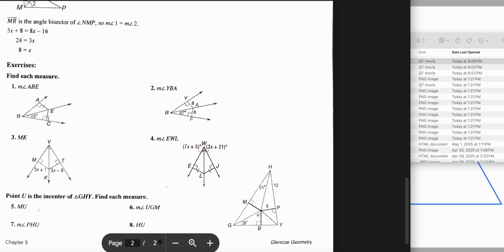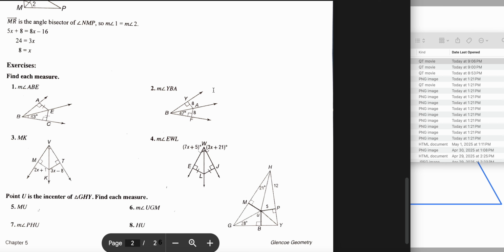Okay, so for number one, we kind of went over it in the previous video, but ABE is going to be congruent to EBC. So ABE is 43 degrees, right? Because BE is the angle bisector of ABC.